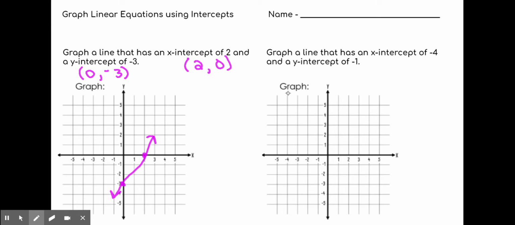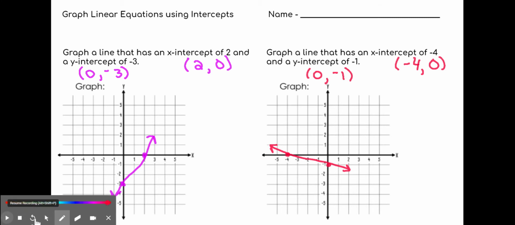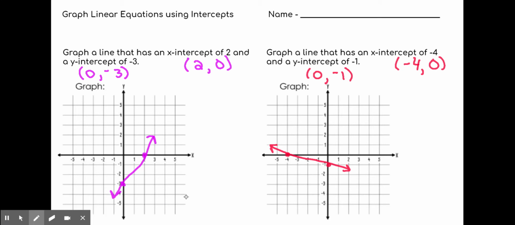Okay, so you do this one: graph a line that has an x-intercept of 4 and a y-intercept of -1. Check your line, make sure it matches mine. Hopefully yours looks a little straighter than mine, but that is how you would graph if you were just given the x-intercept and the y-intercept.